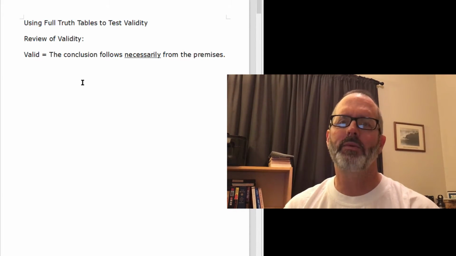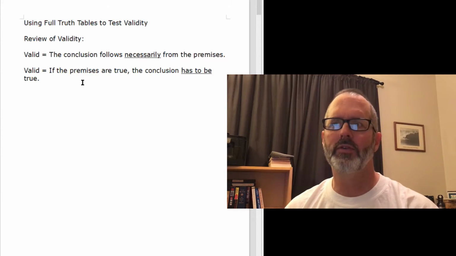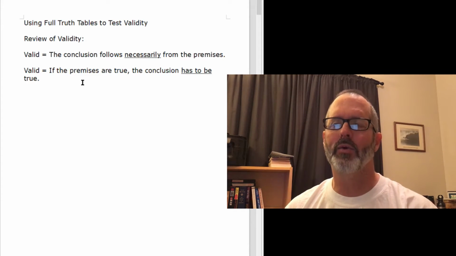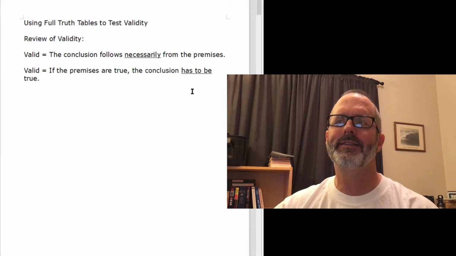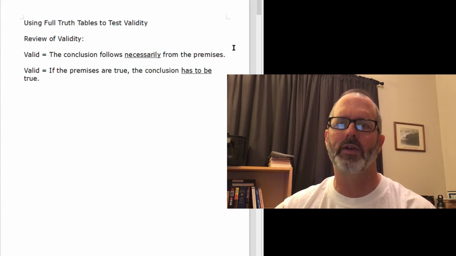And then we developed the more technical definition, which is this one. If the premises are true, the conclusion has to be true. But notice again, look what I've underlined. The key is has to be. If the premises are true, the conclusion can't be false. If they could possibly be false, then it's not valid. A valid argument has to be perfect.